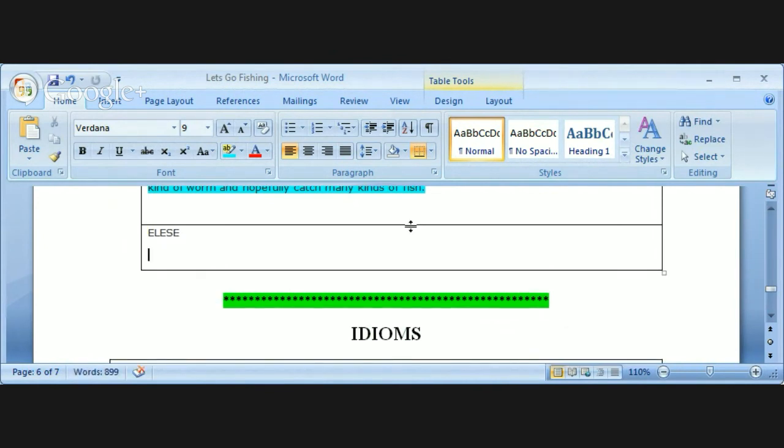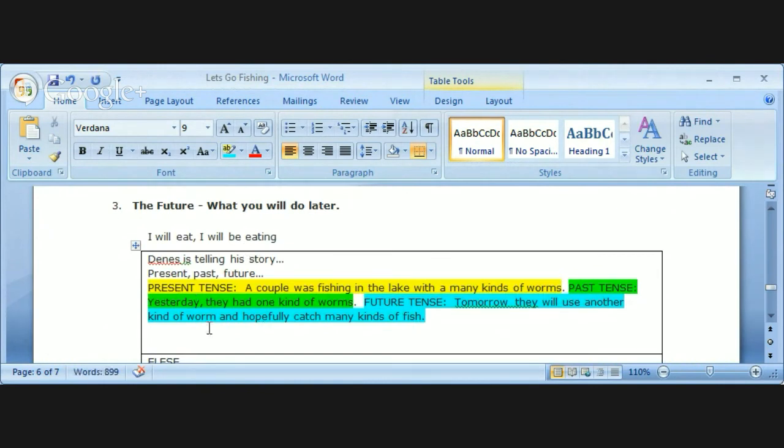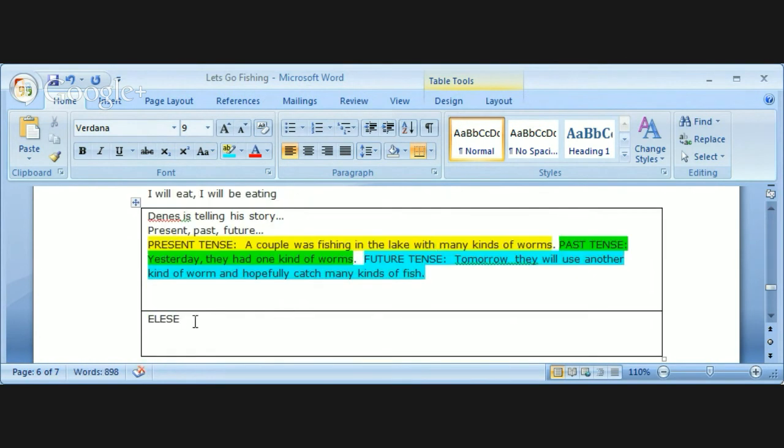Oh, wait, I'm sorry. Dennis, can you read your story for us? A couple was fishing in the lake with many kinds of worms. Yesterday, they had one kind of worms. Tomorrow they will use another kind of worms and hopefully catch many kinds of fish. Okay, good. Okay, Elise.